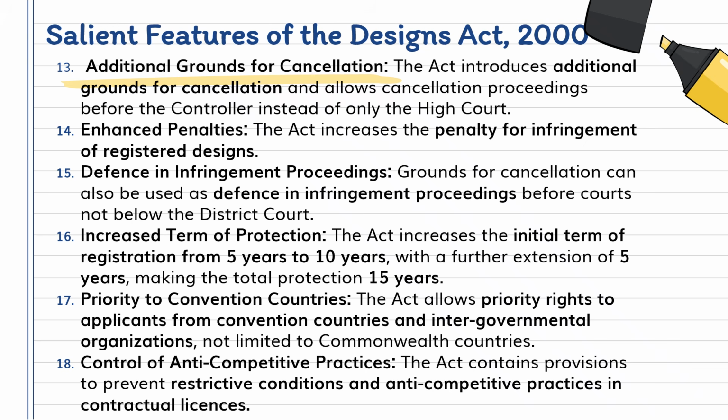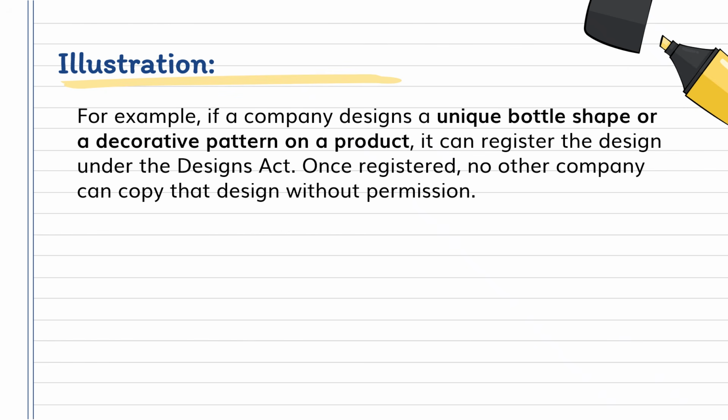And next, priority to convention countries. Applicants from convention countries can claim priority rights for design registration in India. And finally, lastly, the Act contains provisions to control anti-competitive practices in licensing agreements. And next one, illustration. Let us understand this with a simple example.